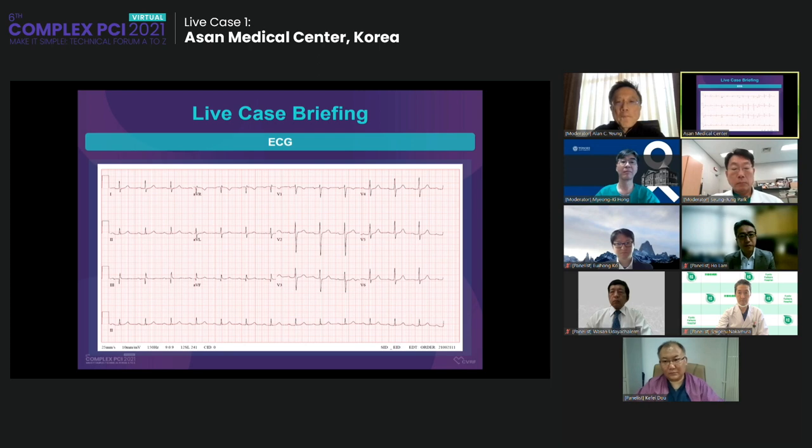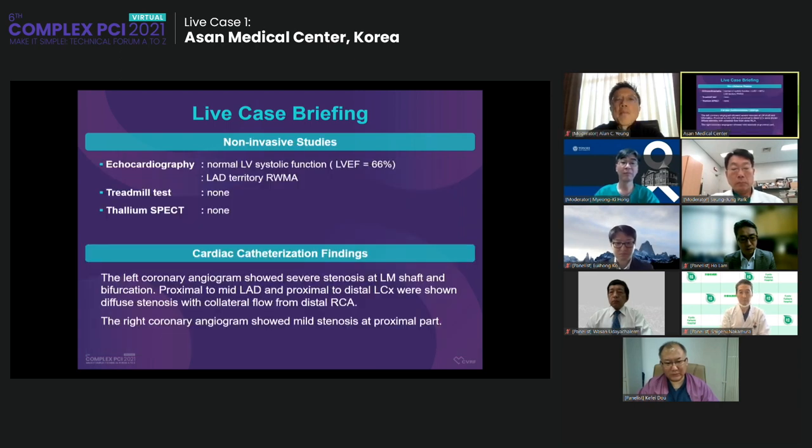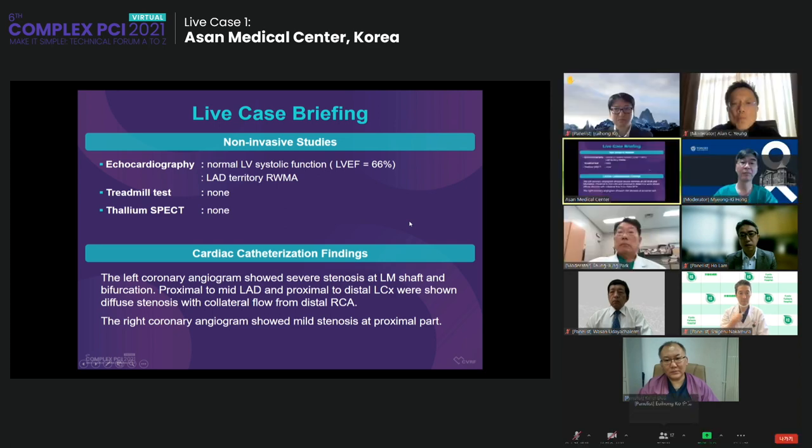Chest PA also showed a normal heart size. The echo showed a normal ejection fraction, but wall motion abnormality in the LAD territory. We checked the coronary angiogram, and the left coronary angiogram showed severe left main shaft disease with diffuse disease in the mid-LAD and distal circumflex. There was some good collateral flow from the distal RCA.